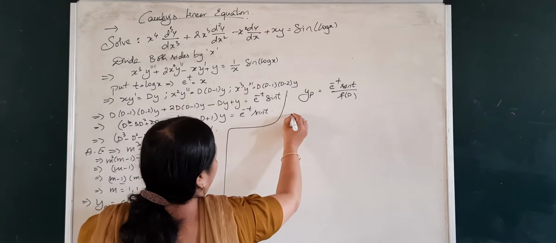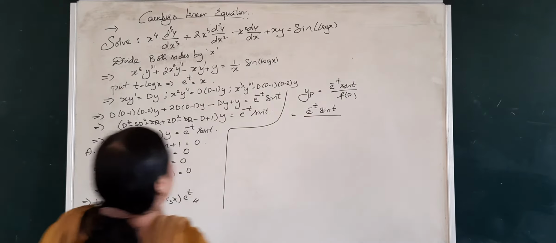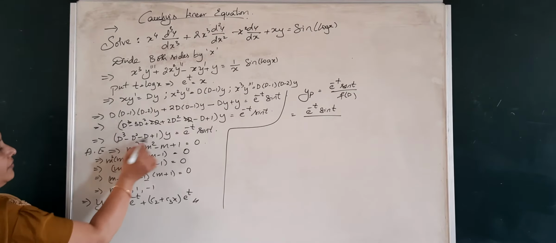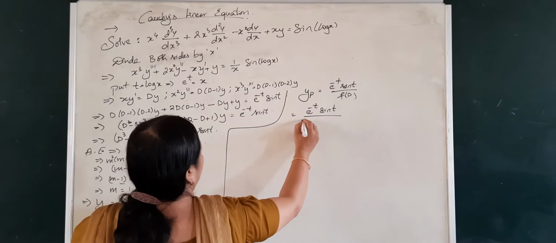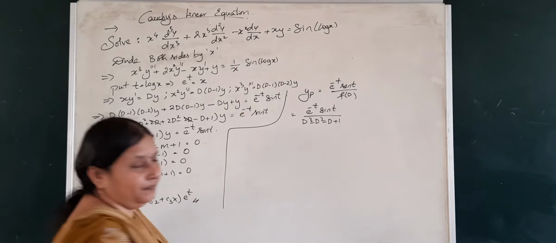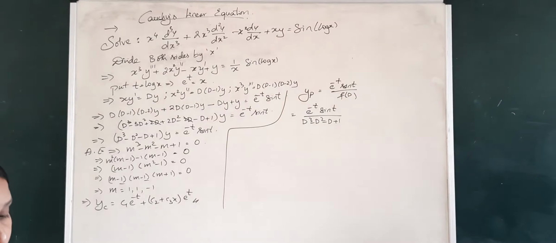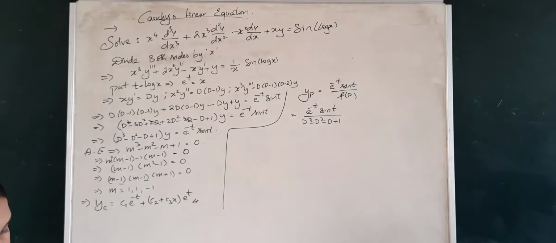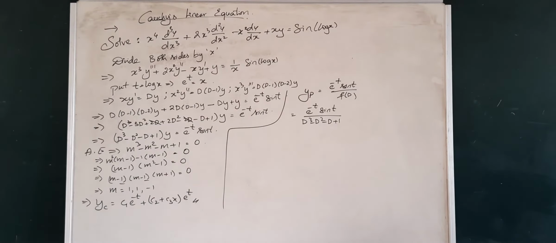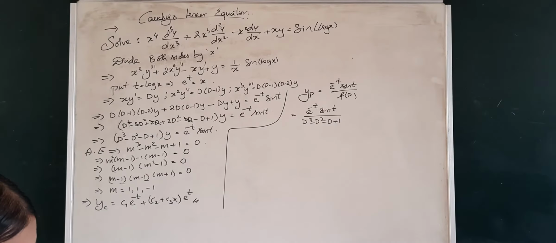Our f of t is e power minus t sin t divided by... what is our f of d, guys? This is the f of d, the cubic term, d cube minus d square minus d plus 1. But look at the numerator, it is having not just one function, it has both the functions. It's the product of two functions, the exponential term and the trigonometric term. So this comes under which type? According to the type, we have to apply it.